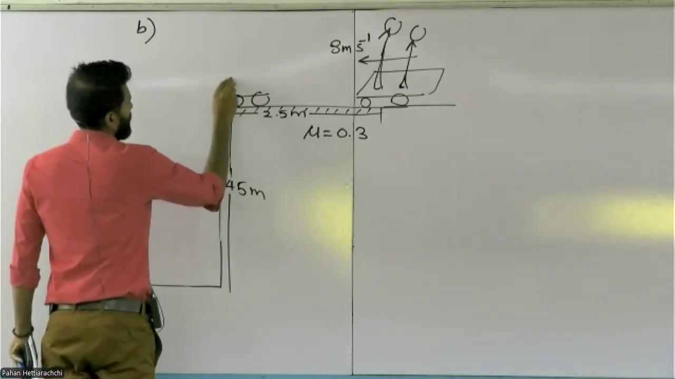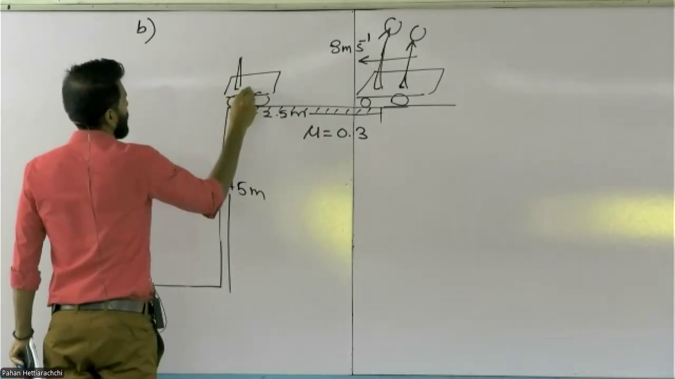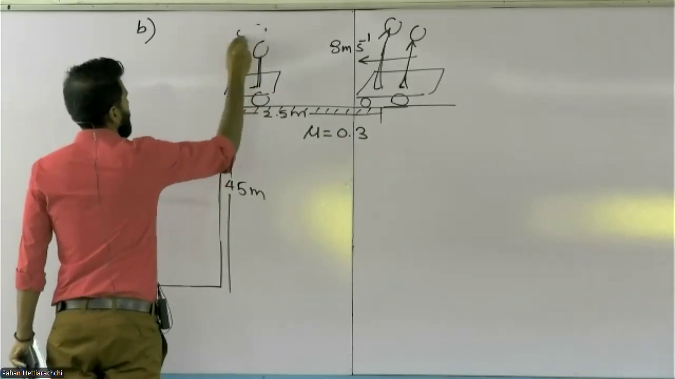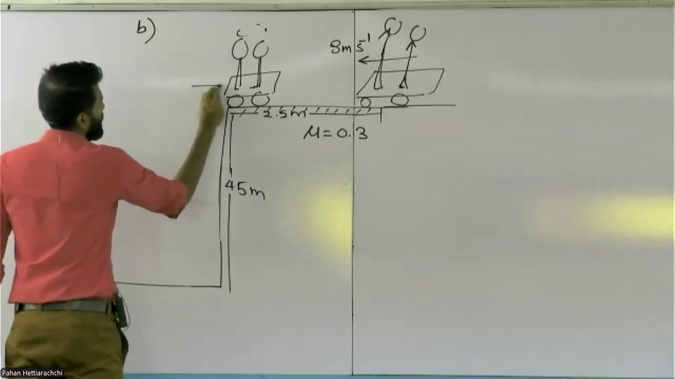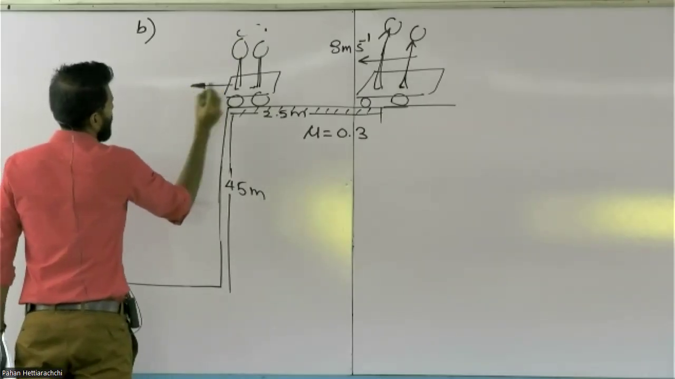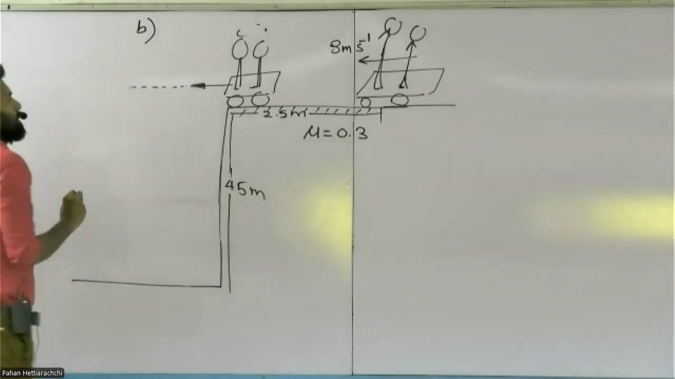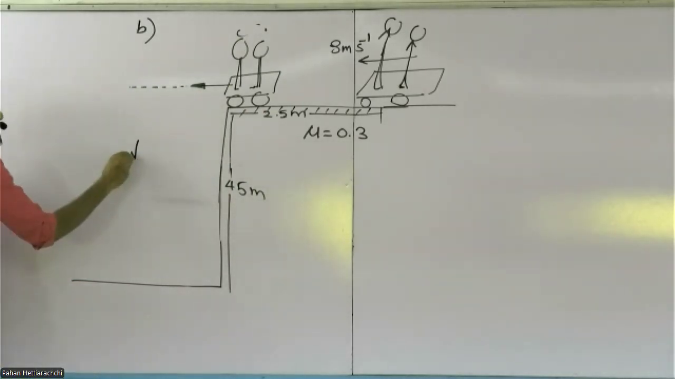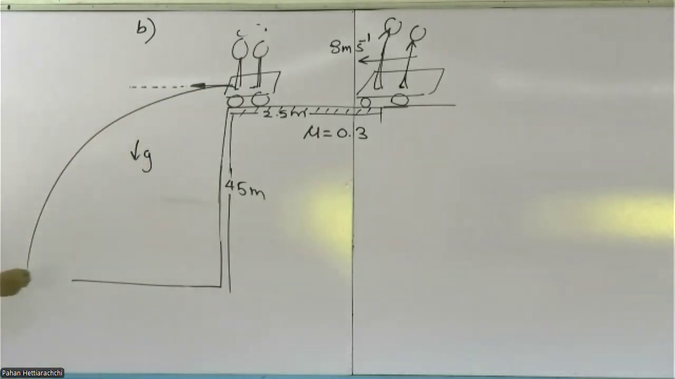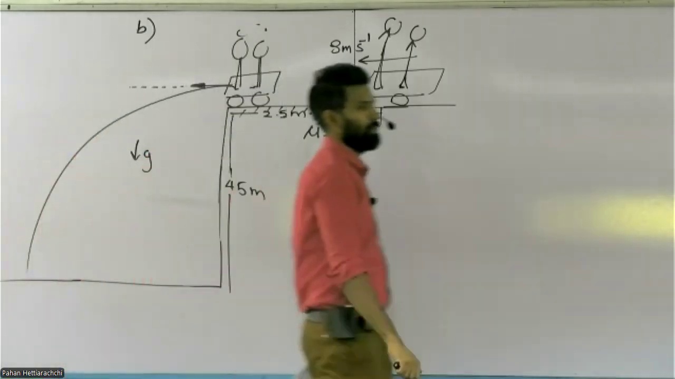After that, the trolley and these two men will come to the edge of that surface, and with the horizontal velocity they have, they will enter the free space. But the acceleration of gravity is downward, so they will follow a projectile motion to hit the ground. So this is the final situation.